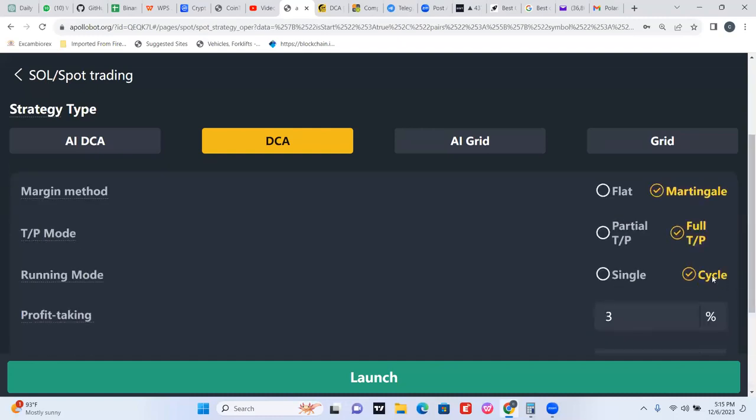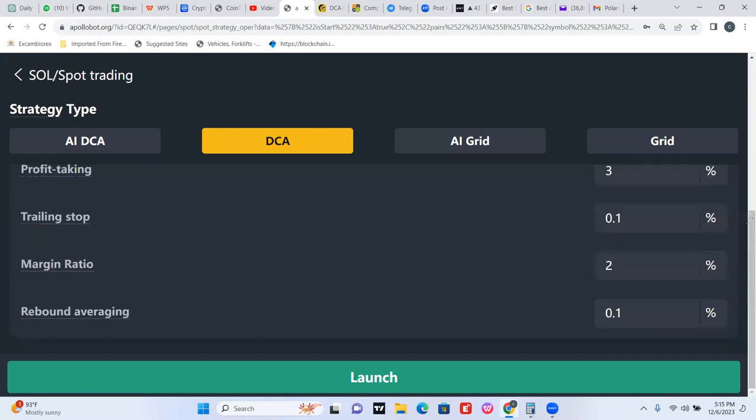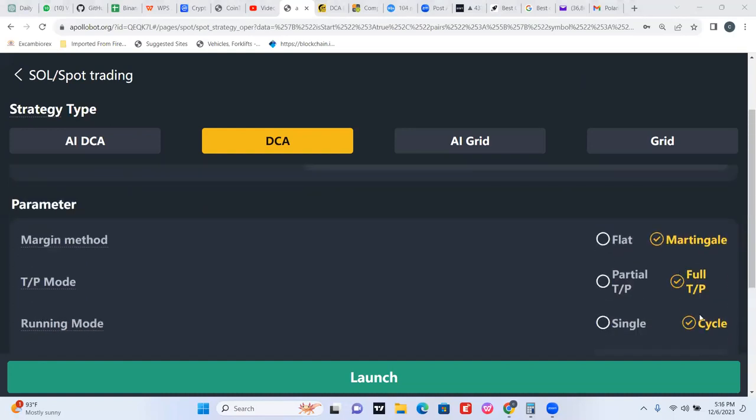So I could choose to leave it on cycle. You can see cycle here. Let me see if I can mark it out. I could choose to have it on cycle, or I could choose to keep it on single. You could choose to have it on cycle, or you could choose to have it on single.